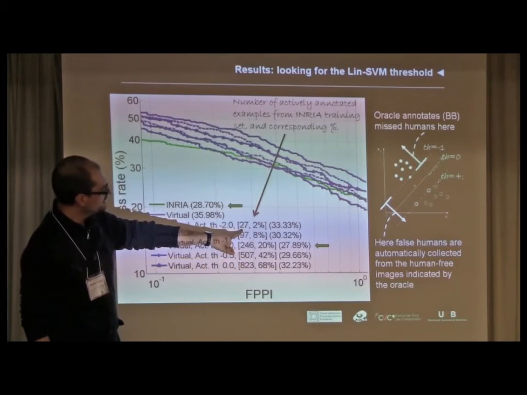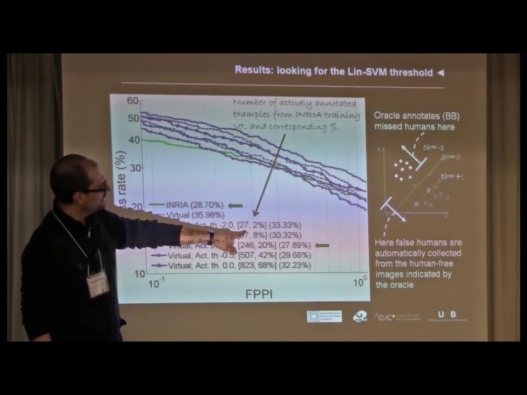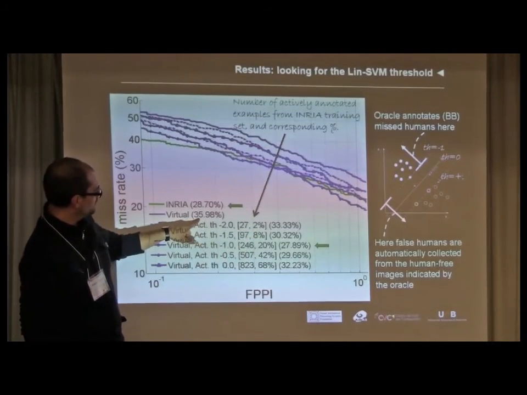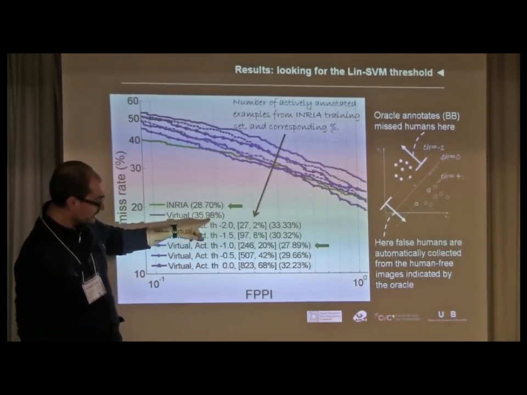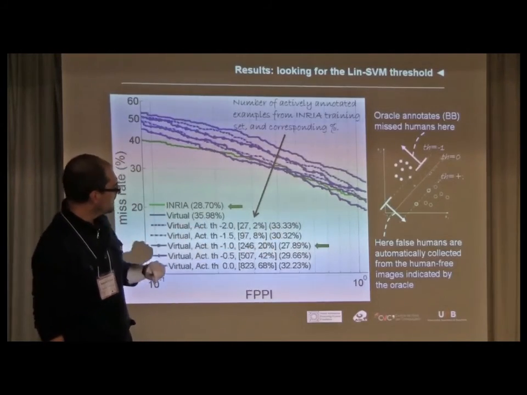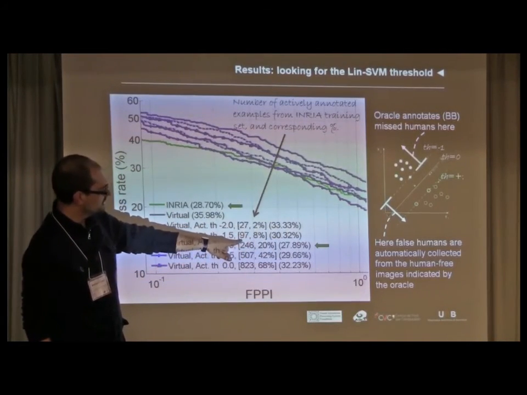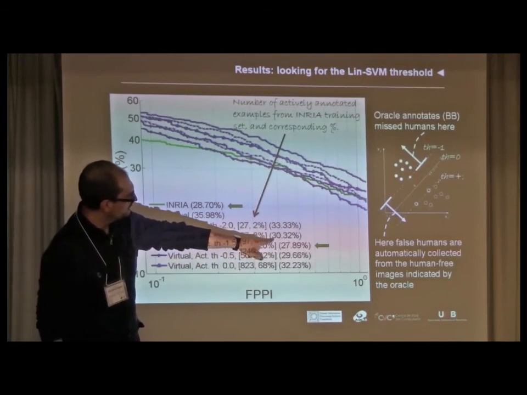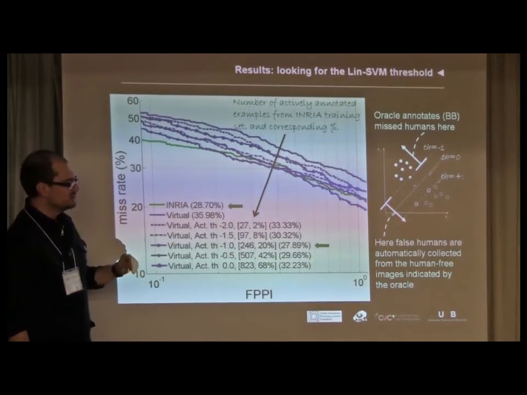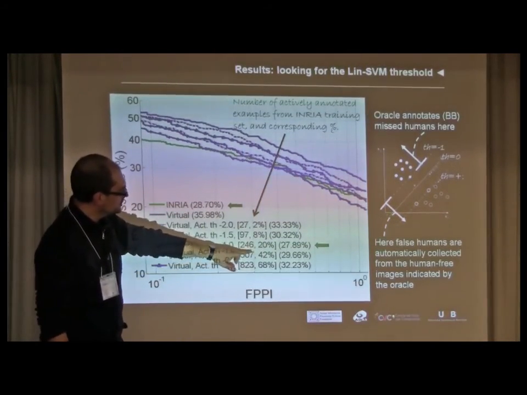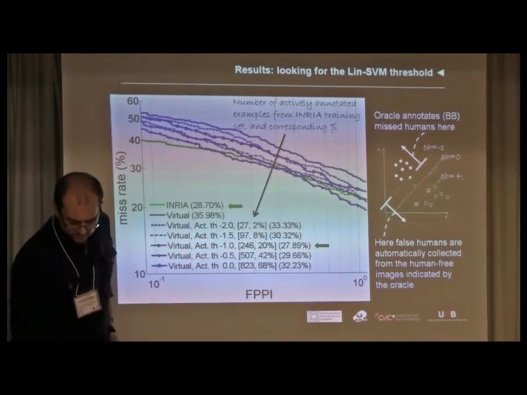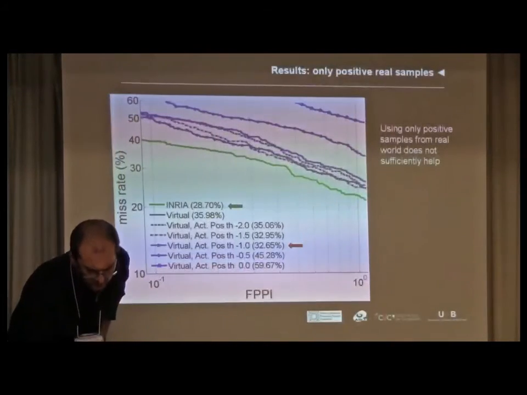In this case, even with 27 examples, which is 2% of the data set, we already improved from 36 to 33. With 8%, which is only 97 pedestrians, we go to 30 and so on. So, annotating just these few pedestrians, we were already able to reproduce the same results.